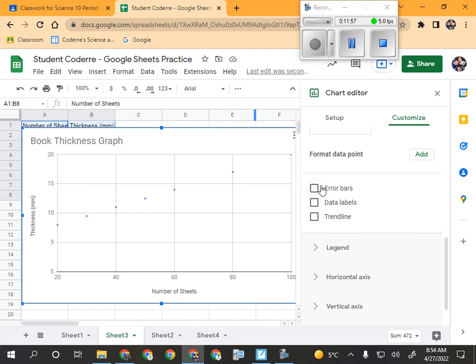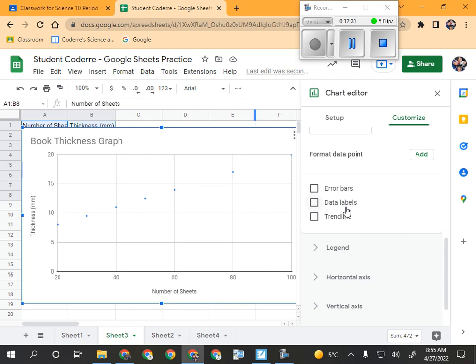All right, if we keep scrolling down here, you'll see there are these check boxes: error bars, data labels, and trend line. We don't need to worry about the error bars or the data labels, but we do want to get a line of best fit. How many people have heard that term before? Best fit line. What term did they use in math? Do you remember what they called the line that goes on the graph? Did they call it a trend line? I think so. Typically in the science department we call that a line of best fit or a best fit line. Trend line is also fine.